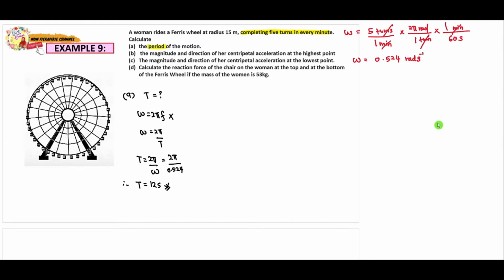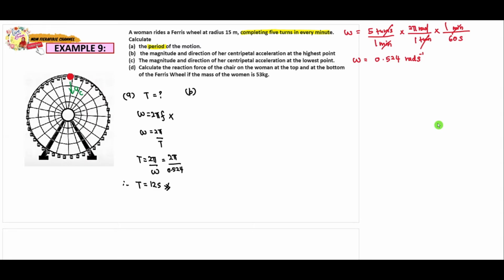Okay. Alright, B. Calculate the magnitude and direction of her centripetal acceleration at the highest point. Okay. So now look at here. This is the highest point. Okay. So the direction should be downward. The direction of the centripetal acceleration should be downward. Okay, so direction dah ada. So now we want to calculate the magnitude.